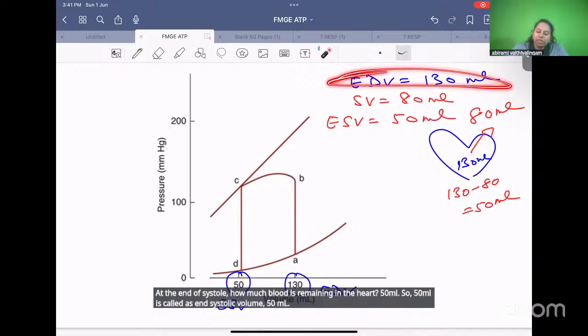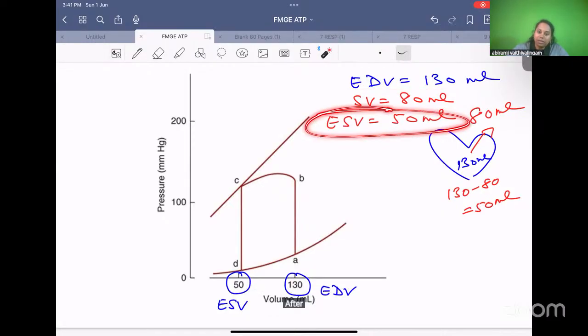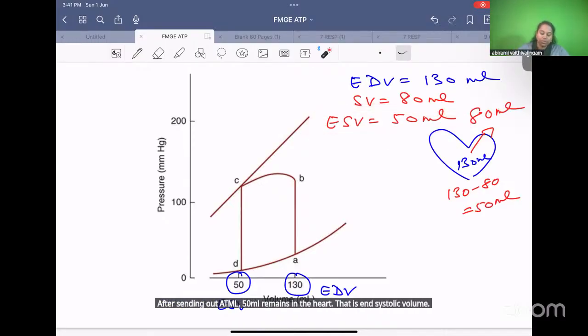So end diastolic volume is normally 130 ml. For every stroke, 80 ml goes out, the stroke volume. After sending out 80 ml, 50 ml remains in the heart. That is end systolic volume. So in the diagram, this is end systolic volume. 130 is end diastolic volume.